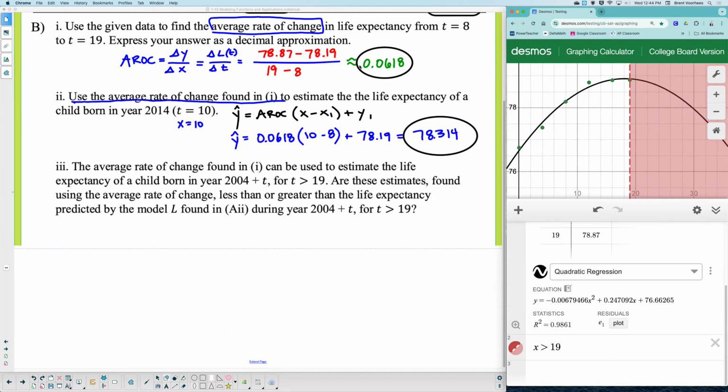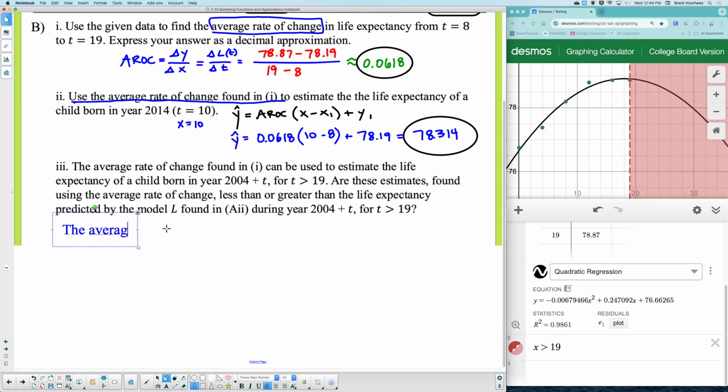Let me see if you're understanding. AROC is what type of estimate? Is it linear or is it quadratic? AROC is linear. Is this slope positive or negative? Positive. So you have some positive slope right here. This model, you see how this is concave down? Let's see if you remember your rules. If this estimate is concave down, what does it mean about the AROC when X is greater than 19? Are the AROCs increasing or decreasing if you're concave down? Decreasing.